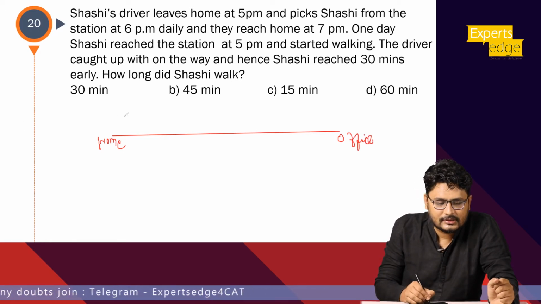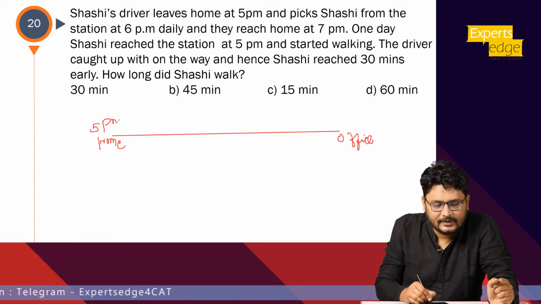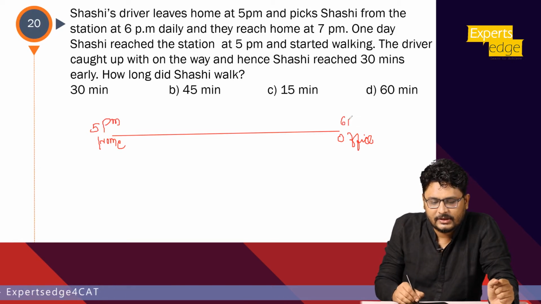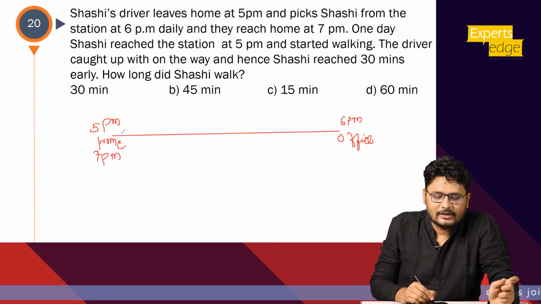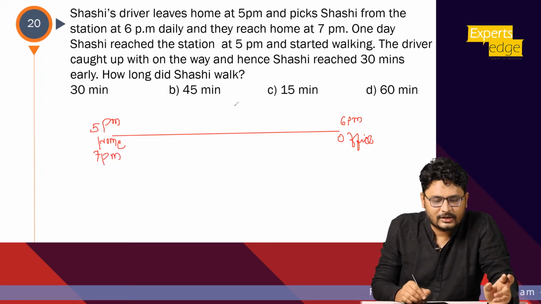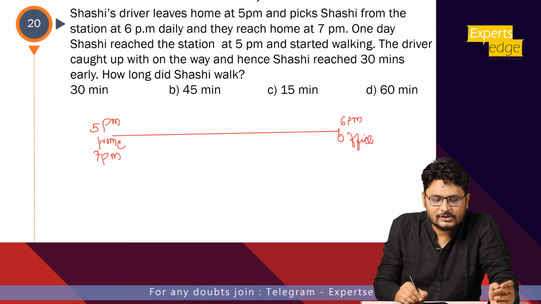Right? घर से रोज 5 बजे निकलता है. He reaches office at 6 p.m. and they return home at 7 p.m. Okay, 1 hour जाना, 1 hour आना. One day his office got over at 5, so he started walking. So instead of, they meet somewhere between and they return home, right? So what is this daily scenario?